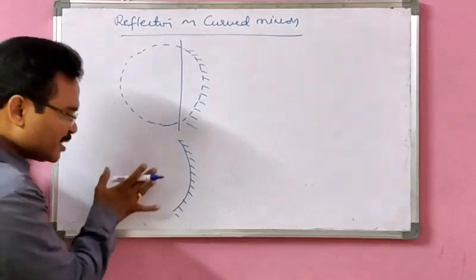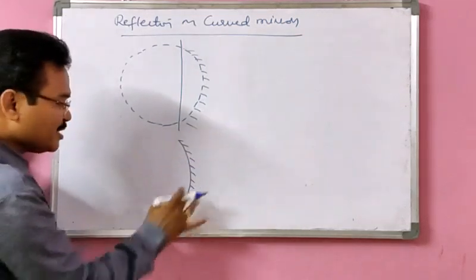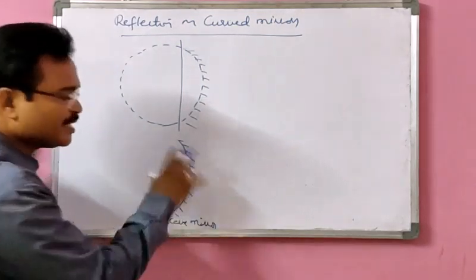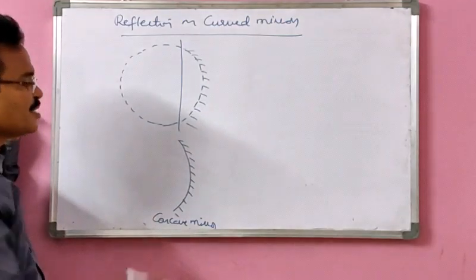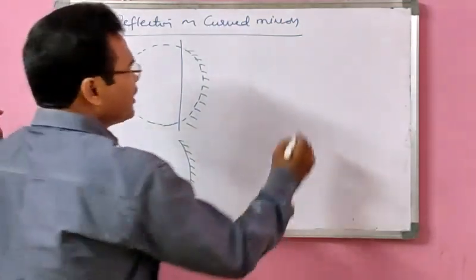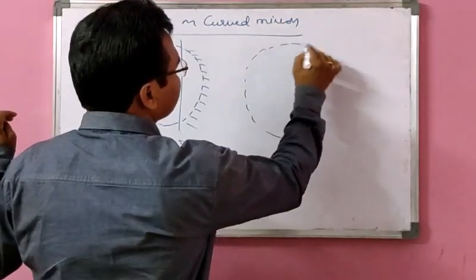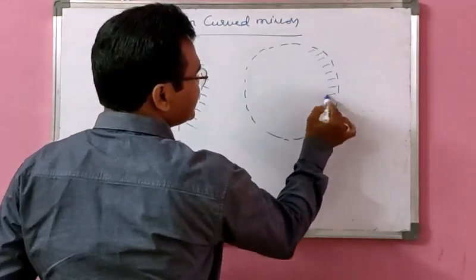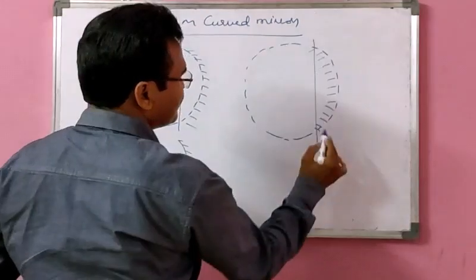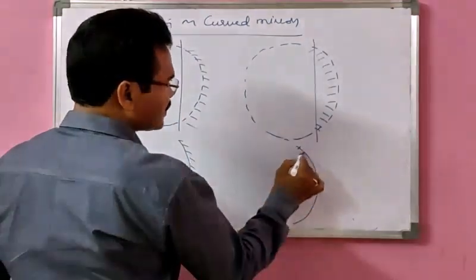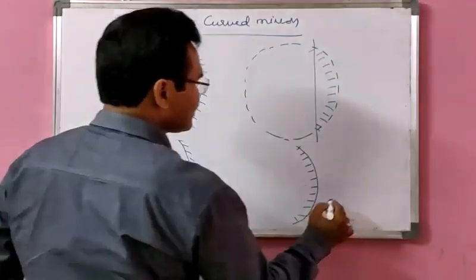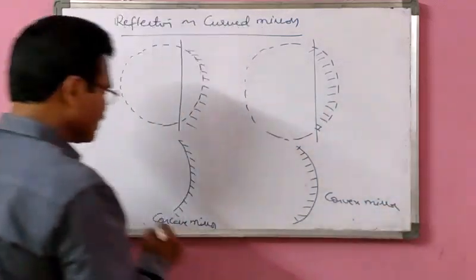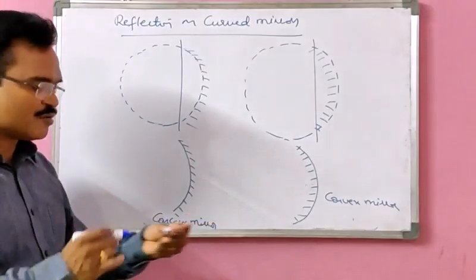Why is it called concave? Because there is a cave, hence it is called a concave mirror. So outside is coated, inside is polished. This is called a concave mirror. Now in the same hollow glass ball, if outside is polished and inside is coated, then what you get is called a convex mirror. So curved mirrors are of two types: concave mirror and convex mirror.